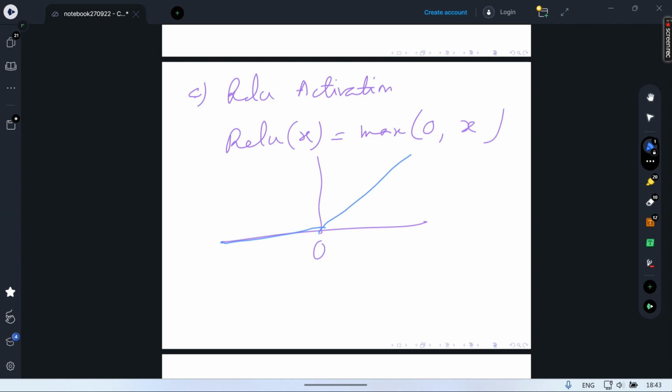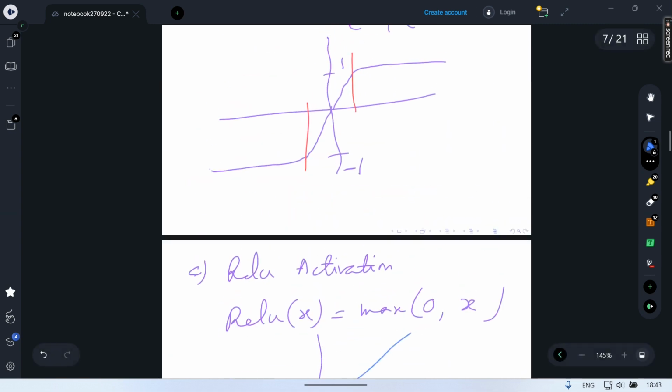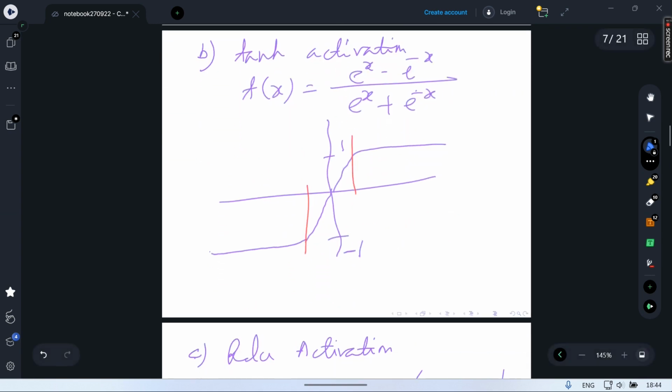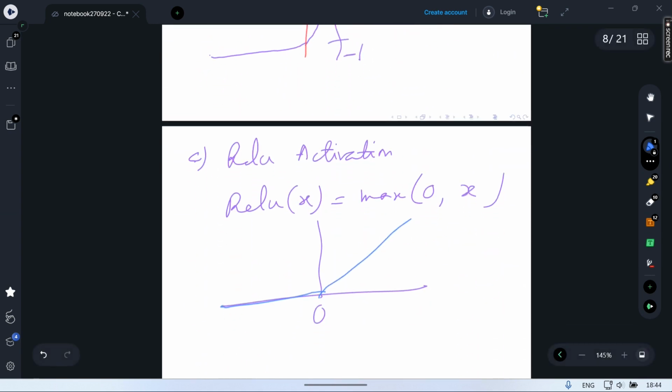That is one advantage, and the second advantage is that ReLU is simpler to implement, because in the case of sigmoid or tanh you need to calculate the exponential function, which is costly, but in the case of ReLU it's a very simple function. It's the max of 0, comma x. So it's much more efficient to implement.